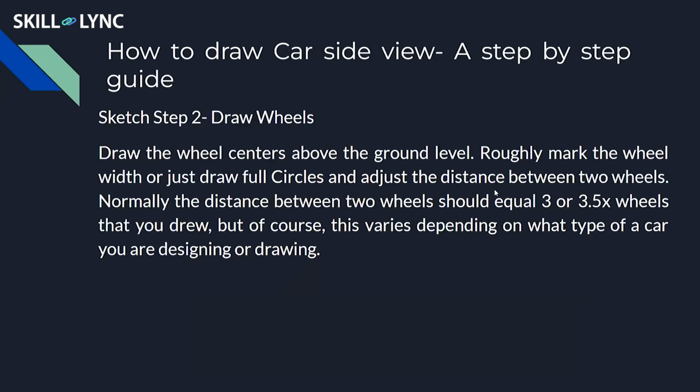Next is drawing the wheels, right? Wheels are very, very important. So wheels will have some regulations between them. The distance between two wheels, or the wheelbase, is basically 3 to 3 point something times the wheel of your drawing. When we go to the sketching part, I'll show how to give it.